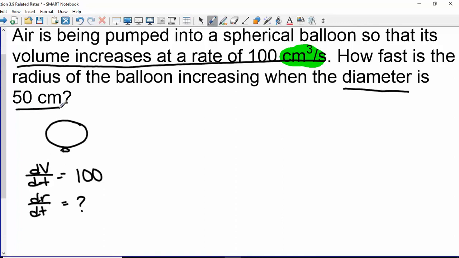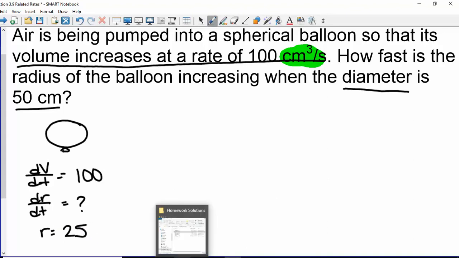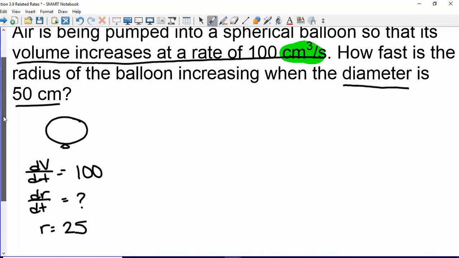When the diameter is 50, what's diameter? All the way across. Do I want diameter? Do I have any other mention of diameter? What do I really want from that? The radius. So what would my radius be? 25. Okay.